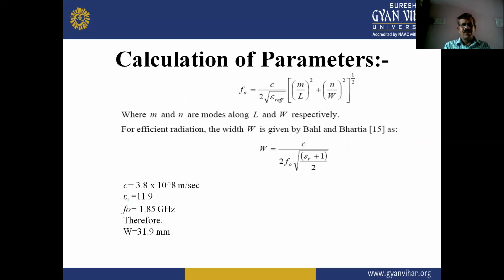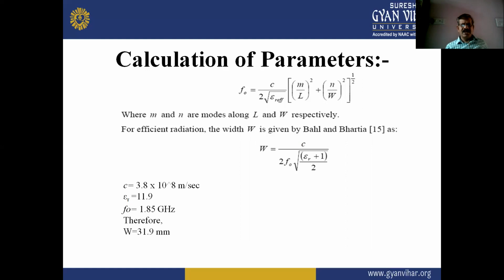So here we calculate some parameters for the designing purpose. Frequency f0 can be calculated by f0 equal to c upon 2 under root epsilon r, into square root of (m upon L) whole square plus (n upon W) whole square, where m and n are modes along L and W respectively.